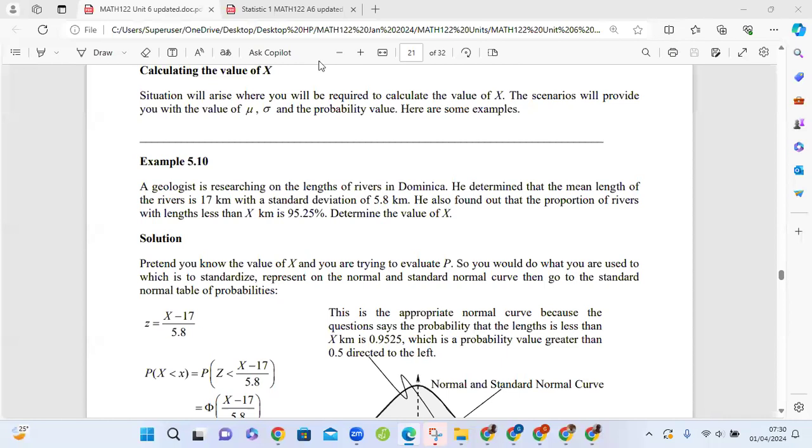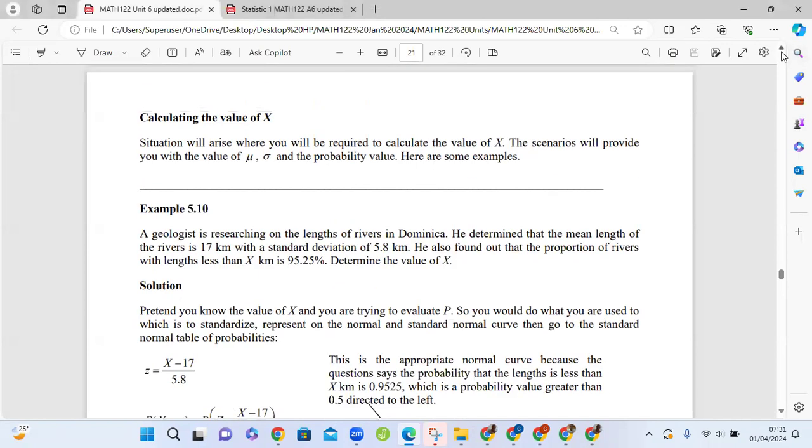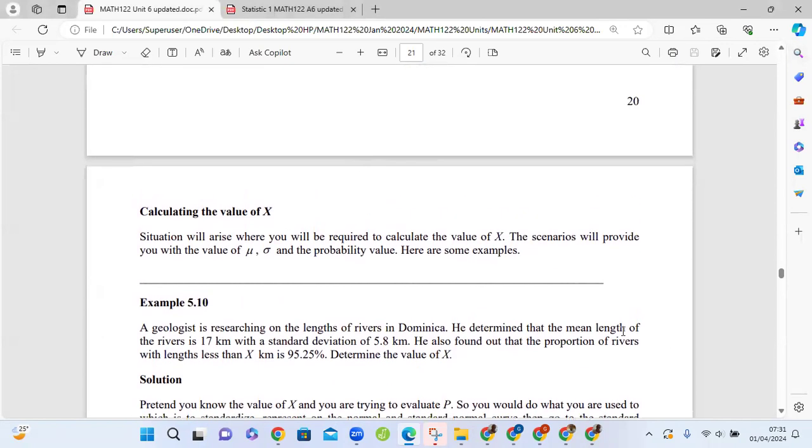So on page 21, yes, that's 21, right? It gives you information with regards to calculating the value of X. It goes on to say that situations will arise where you will be required to calculate the value of X. The scenarios will provide you with the value of mu, sigma, and the probability values. Here are some examples. Examples 5.10.